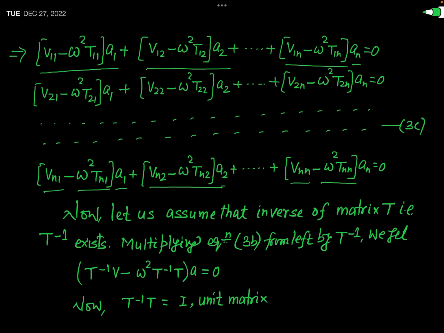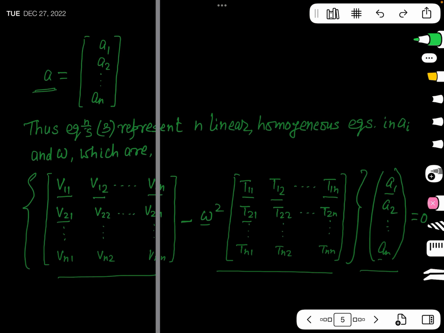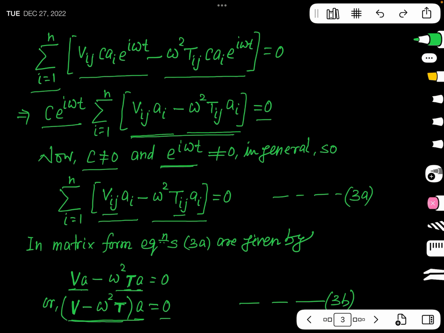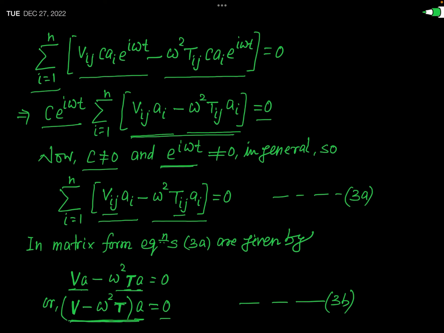Now, if we assume that the inverse of matrix T exists, when you say that the inverse of matrix T exists, it means T inverse exists. So let us multiply this equation 3b by the inverse of matrix T, that is T inverse, from the left side. So what will be the result?